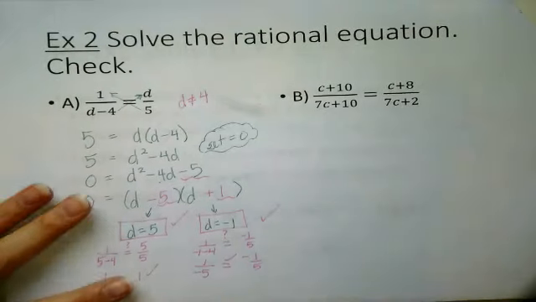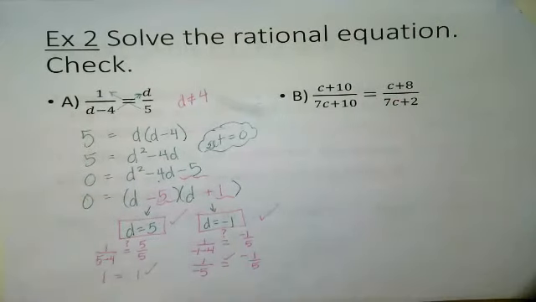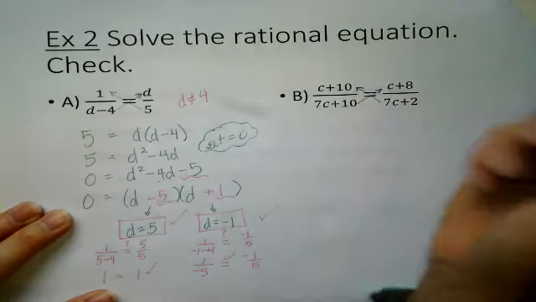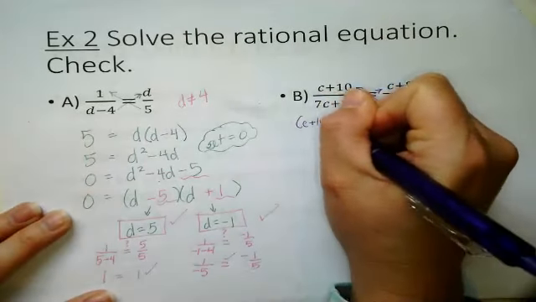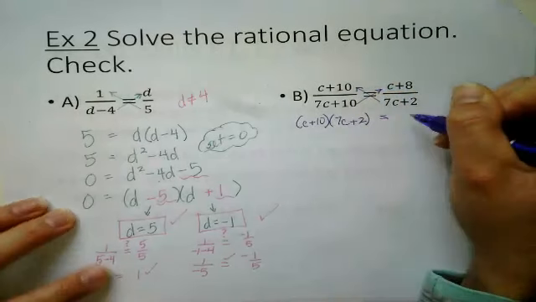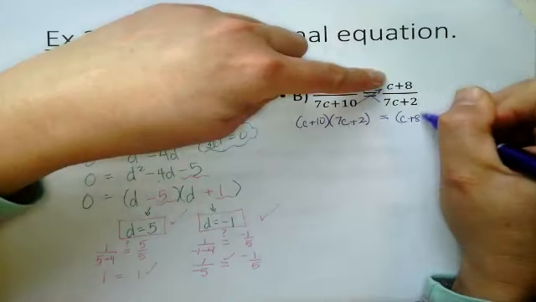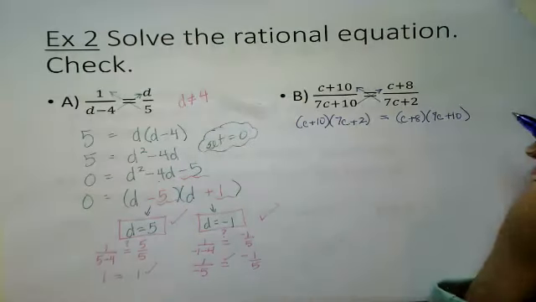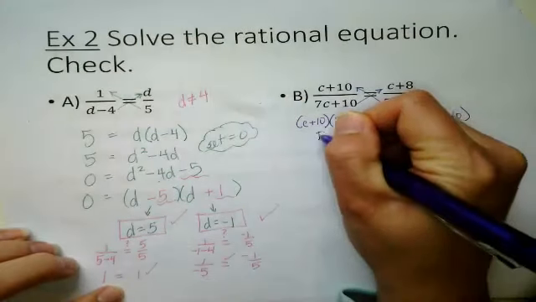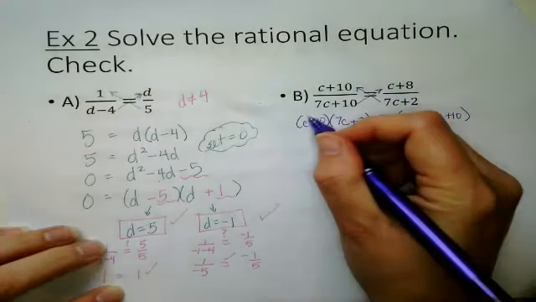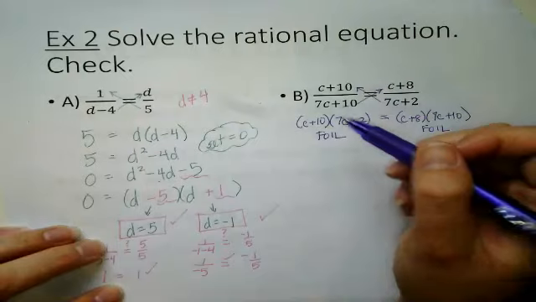I'm going to go ahead and cross multiply, which means I have c plus 10 times the entire 7c plus 2 is supposed to equal c plus 8 times the entire denominator 7c plus 10. This one's kind of ugly looking. We do need to FOIL, distribute these together. So I'm going to go ahead and do that. I'm going to do it in my head.